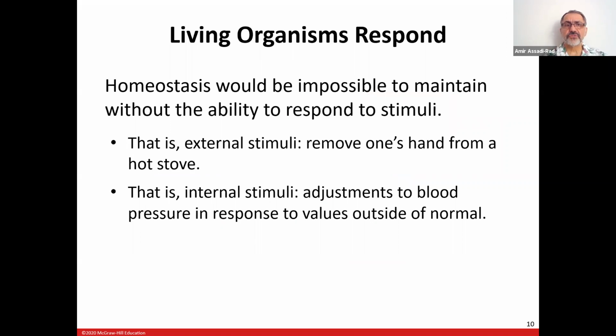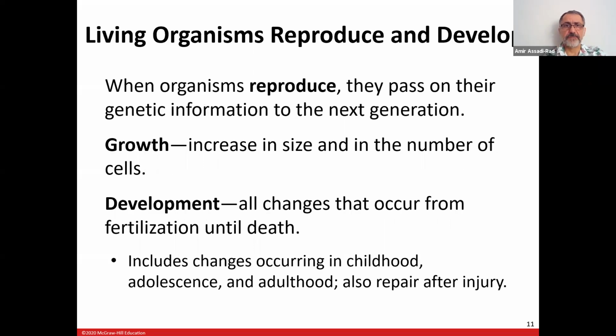Homeostasis would be impossible to maintain without the ability to respond to stimuli. Yes, of course, there are stimuli. External stimuli are something that provokes the cells of the body. We'll talk about that when we get to the nervous system. What is a stimulus? What are stimuli? Hopefully that makes sense a little bit more. Internal stimulus, adjustment to blood pressure, response values. I think I talked about most of these things.